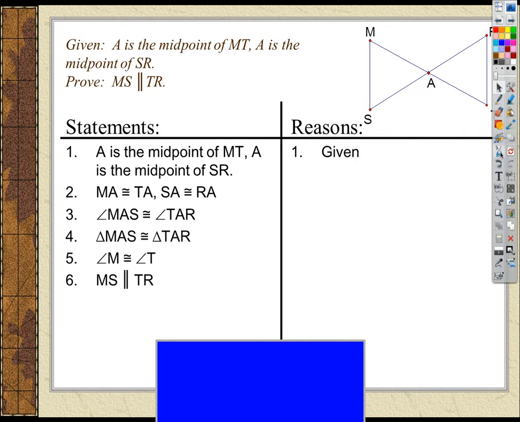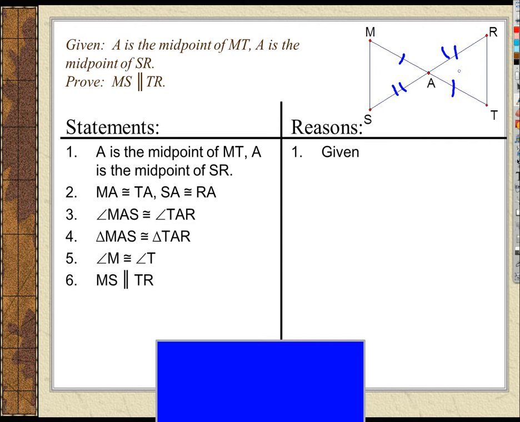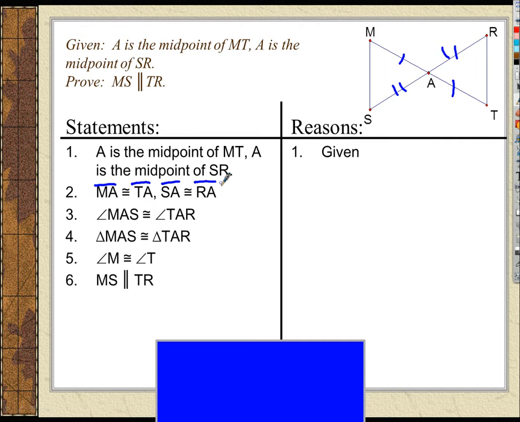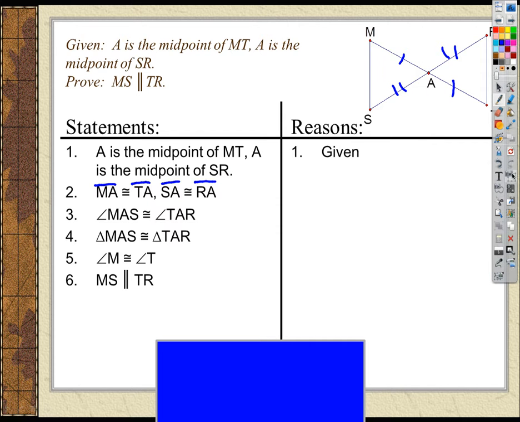Okay, so here it is. Let's just organize this. It's a two-column proof. Here's our given stuff, right? We said that if we mark this off, remember we said by definition of midpoint, that stuff was true, right? So that's just saying MA is congruent to TA and SA is congruent to RA, right? So that's definition of midpoint.